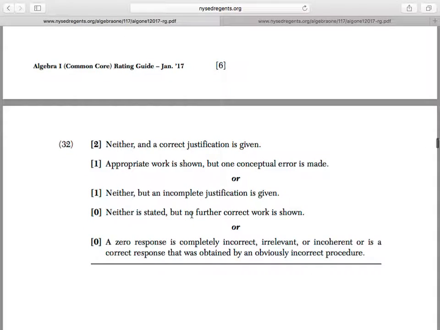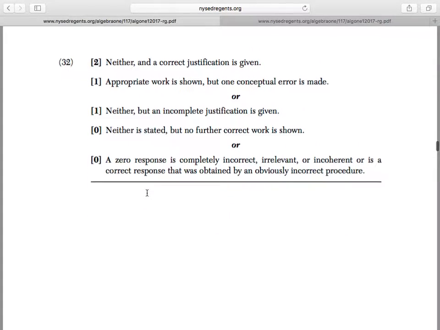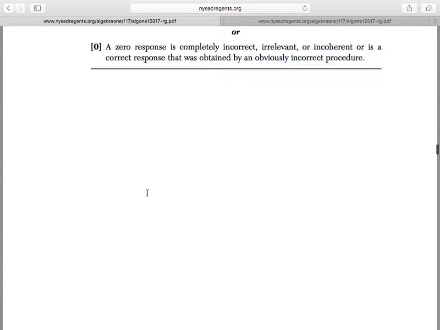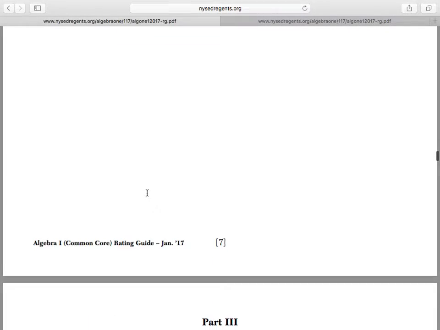Wait, meters correct for 32? That's what it says. I haven't even looked at the questions, so. What's that? Don't know what to tell you. It's going backwards.